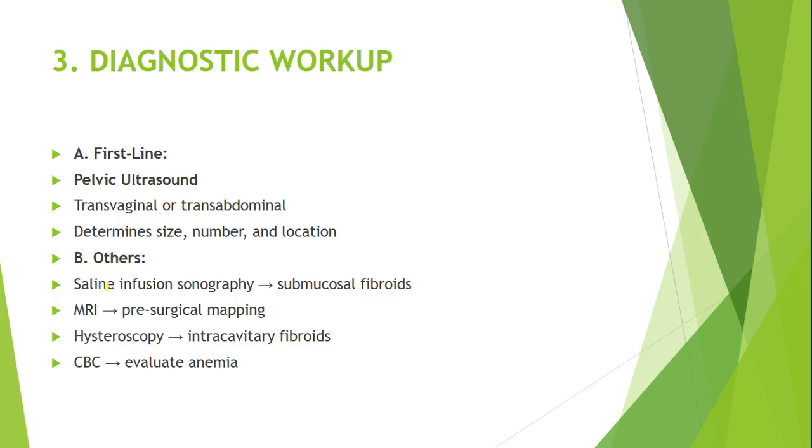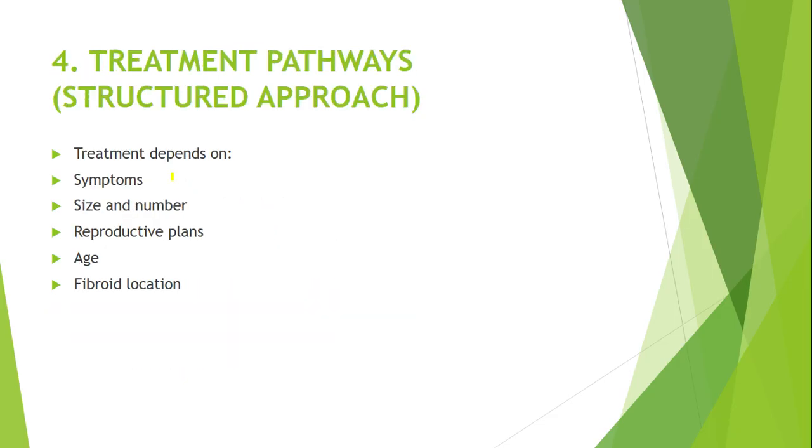You can do saline infusion sonography, that's for submucosal fibroids. You can do magnetic resonance imaging for pre-surgical mapping. You can do hysteroscopy for intracavitary fibroids. You can do a complete blood count to evaluate anemia as a result of bleeding or menorrhagia due to the fibroid.